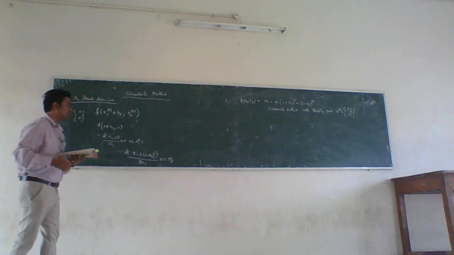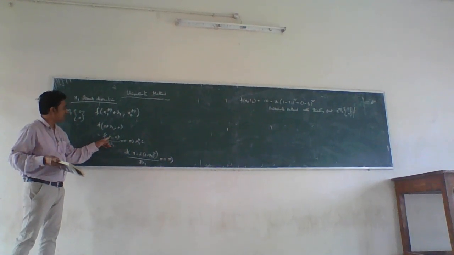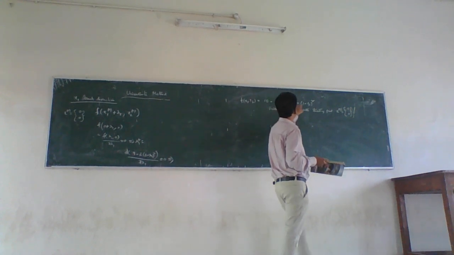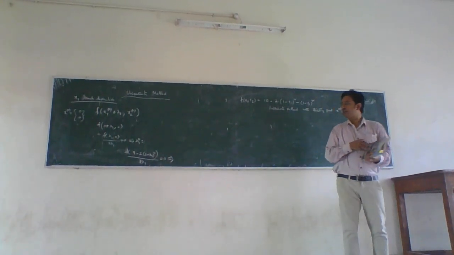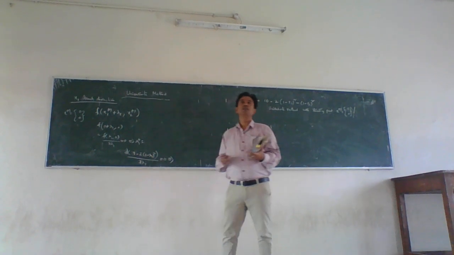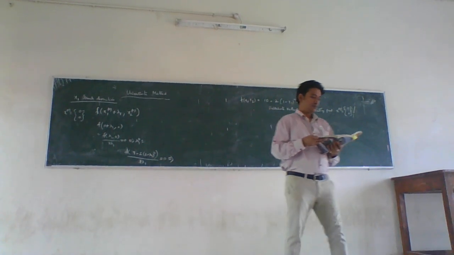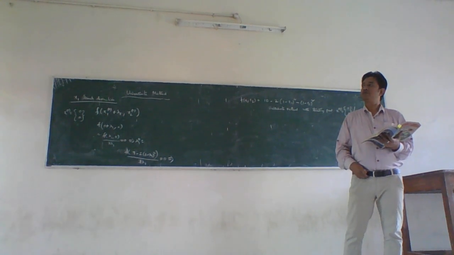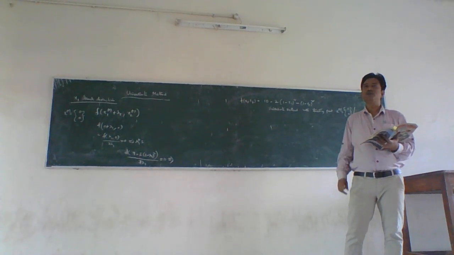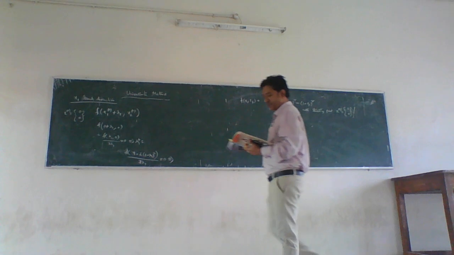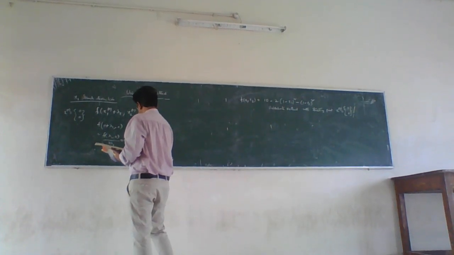Just check whether you are getting this or not. Substituting x1 as lambda 1, x2 as 0. Are you getting this equation or not? Check. So take the derivative with respect to lambda 1. You will get lambda 1 star as 1.